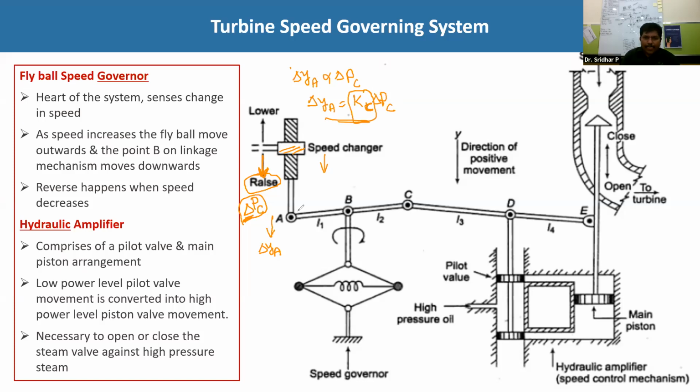Now, let us assume point B is fixed. If point A is moved in the downward direction, then C will be pulled in the upward direction. How much? That is delta YC, but this will be treated as negative. Why? Because point C is moving in the upward direction, which is opposite to our conventional direction. Conventional direction means all the points have to move in the downward direction.